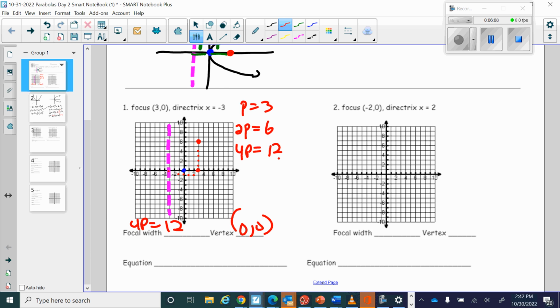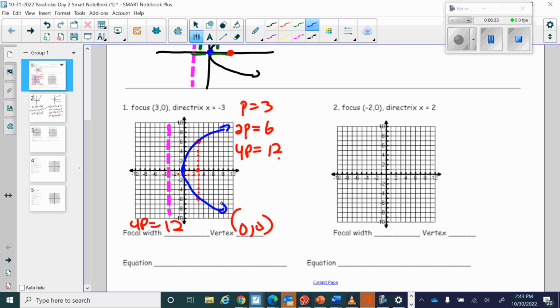And the reason I do 2p, 6, is to help me sketch the graph. Because I know the graph's going to pass through this point. 6 units below: 1, 2, 3, 4, 5, 6, that's right there. And so you know the graph now is going to go through the vertex, through that point, and then something like that. Okay?